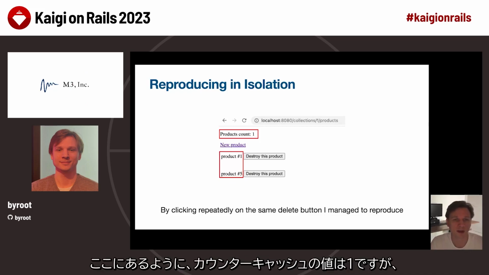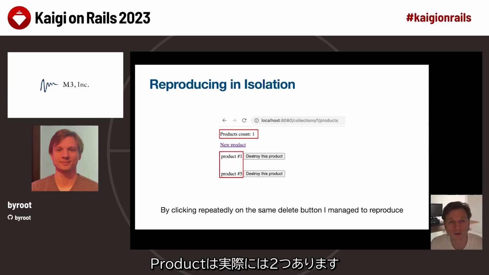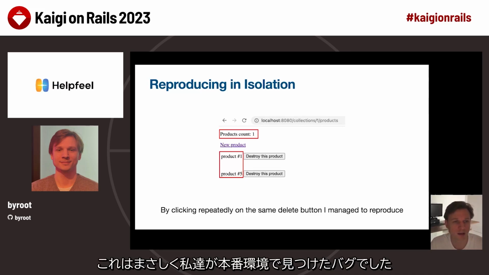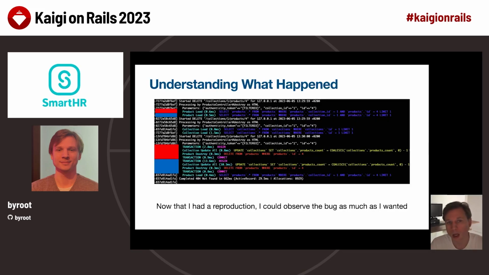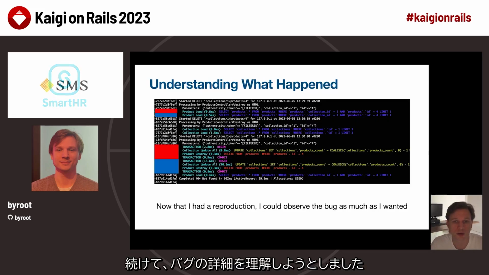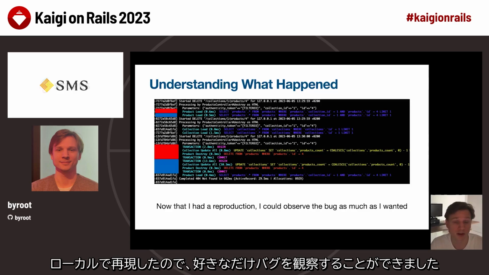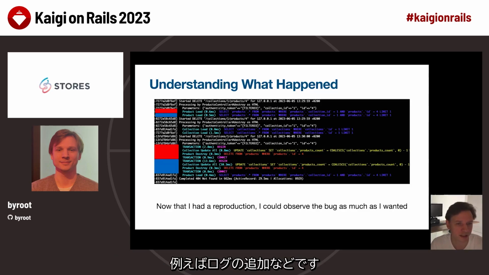As you can see up there, the counter cache indicates a single product, but I have 2 listed under it. So it was exactly what we were witnessing in production, and it was indeed a concurrency issue. So the next step was to try to understand in more detail what happened. Since I could reproduce locally, I could observe it as much as I wanted. I could add any logs I wanted and things like that.